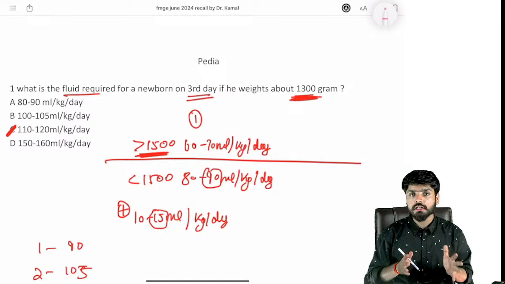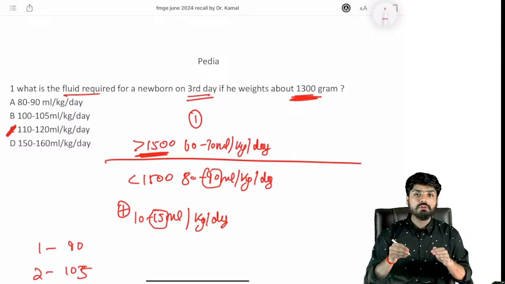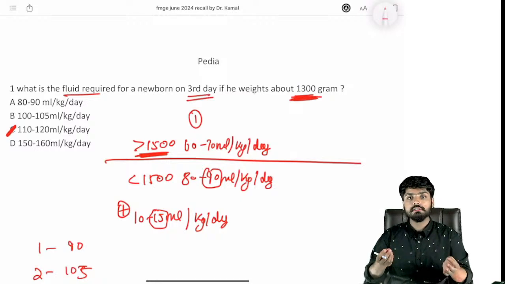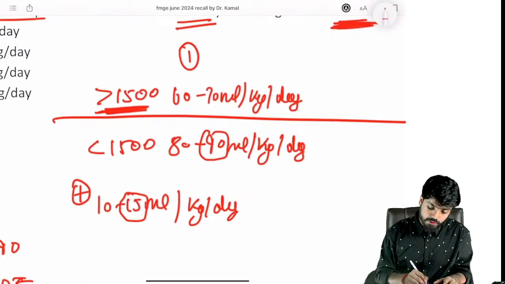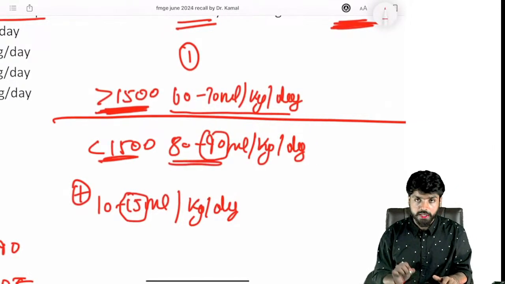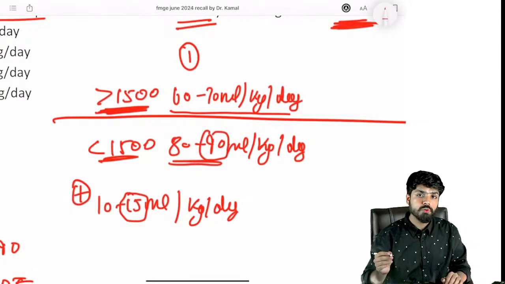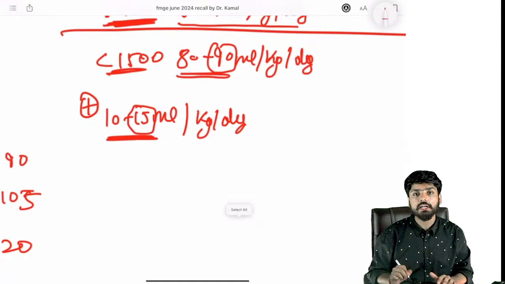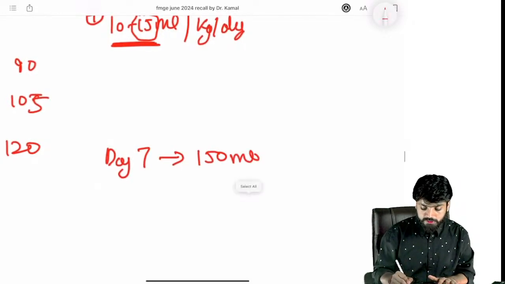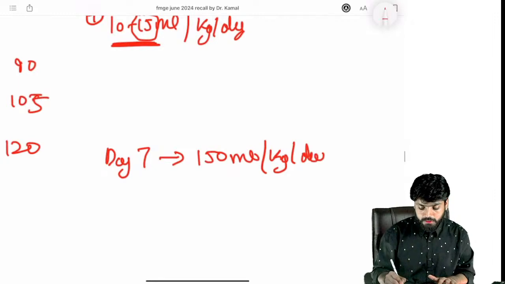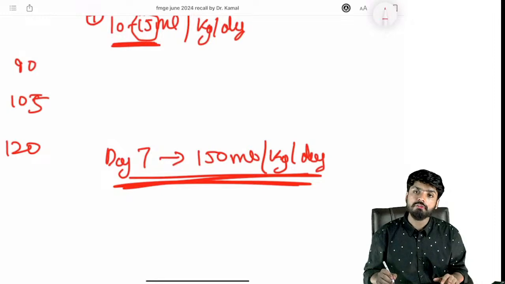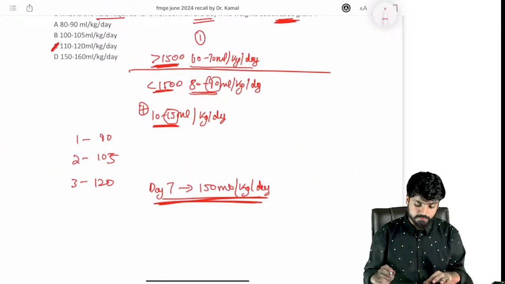I hope these are as close as possible to the options, but I really don't know if we can get all the correct options itself or not. But I am trying to tell you the correct method, the correct way that you should have calculated this. For a child more than 1500, 60 to 70 ml; less than 1500, 80 to 90 ml. Then whatever day you want to calculate, add 10 to 15 ml till day 7, when you reach 150 ml per kg per day. That's the maximum that you have to go for a fluid requirement in a newborn.